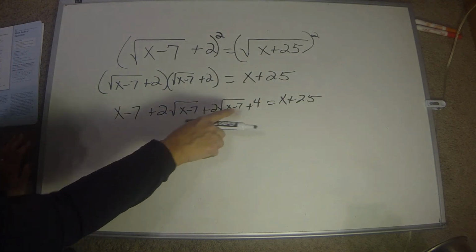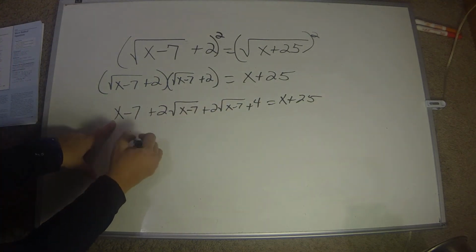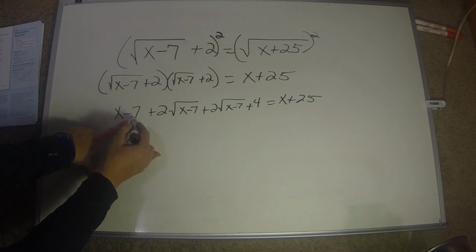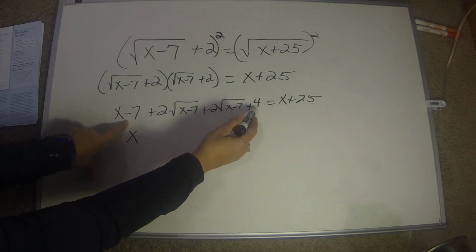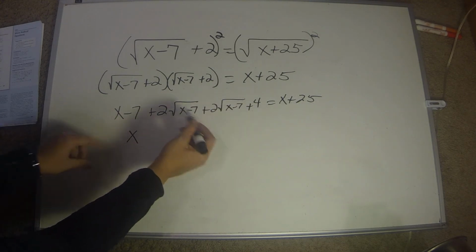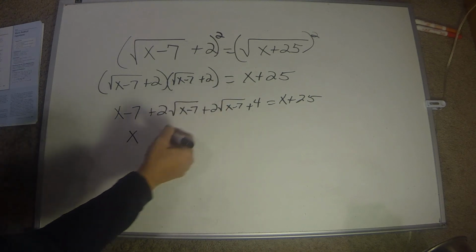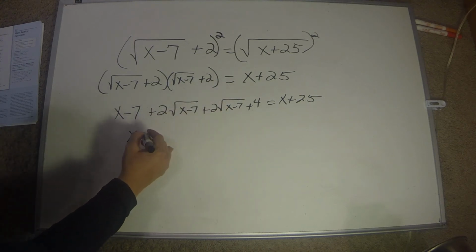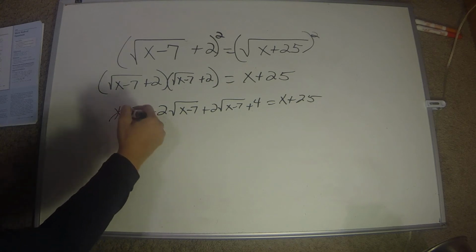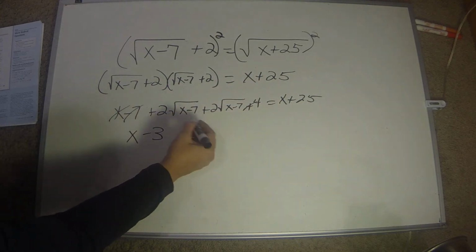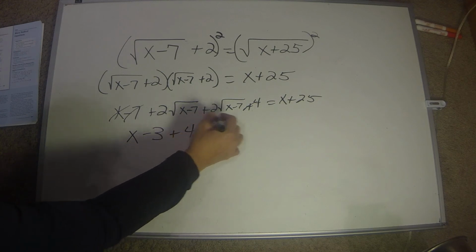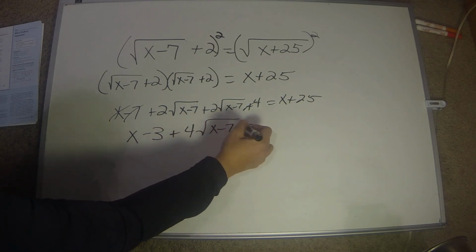Okay, so here we'll combine like terms. We have an x here. Here we have a 7 and a negative 7 and a 4, but we're going to bring that around to the end. Here in the middle, well, actually we can do it now, so that would be minus 3. So we have that, that, and that. Here we have 4 times the square root of x minus 7.